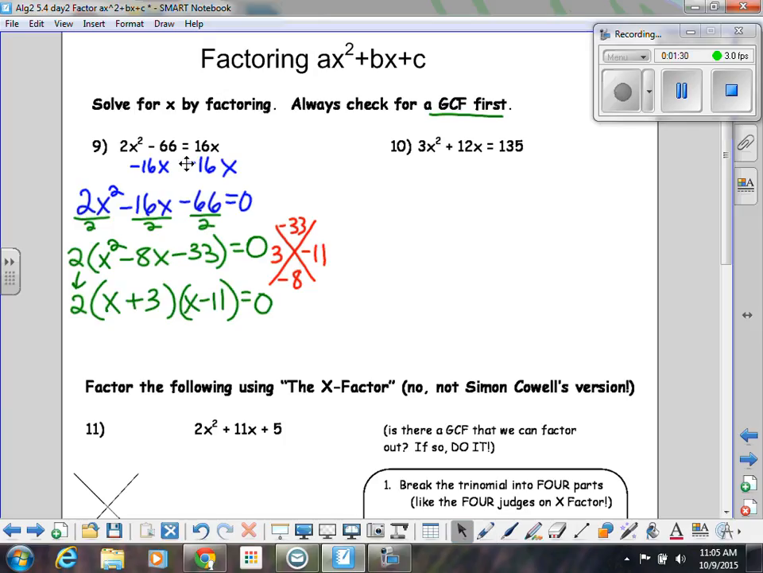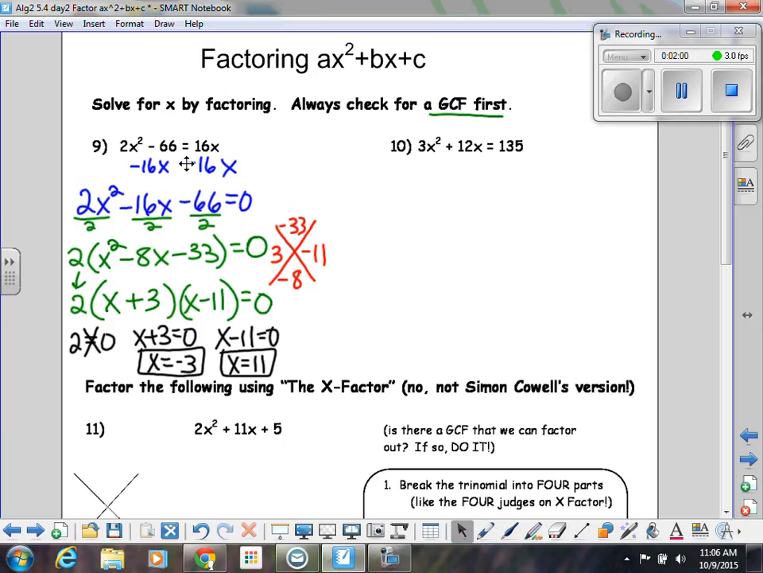So it's factored, but we need to solve it now. So remember when we solve, we set each factor equal to 0. So this first one, 2, if I set that equal to 0, there's no x to solve, and this doesn't even make sense. All right, so we don't have to worry about that one. It's like no solution there. x plus 3 equals 0. We can subtract the 3 and we get x equals negative 3. And then if I set x minus 11 equal to 0, then I get x equals positive 11.